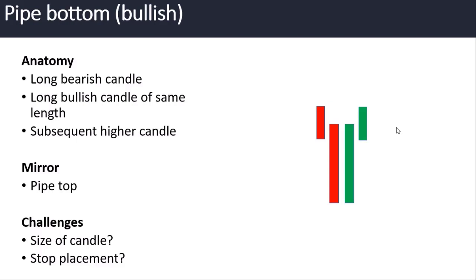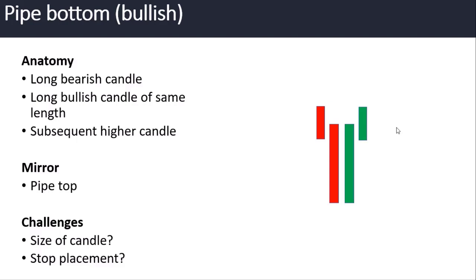The mirror of this is obviously the pipe top, where we get an uptrend, then we get these two key candles, though in opposite order, where we have the bullish candle first and then the bearish candle of equal length to the downside, and then subsequently the lower candle.